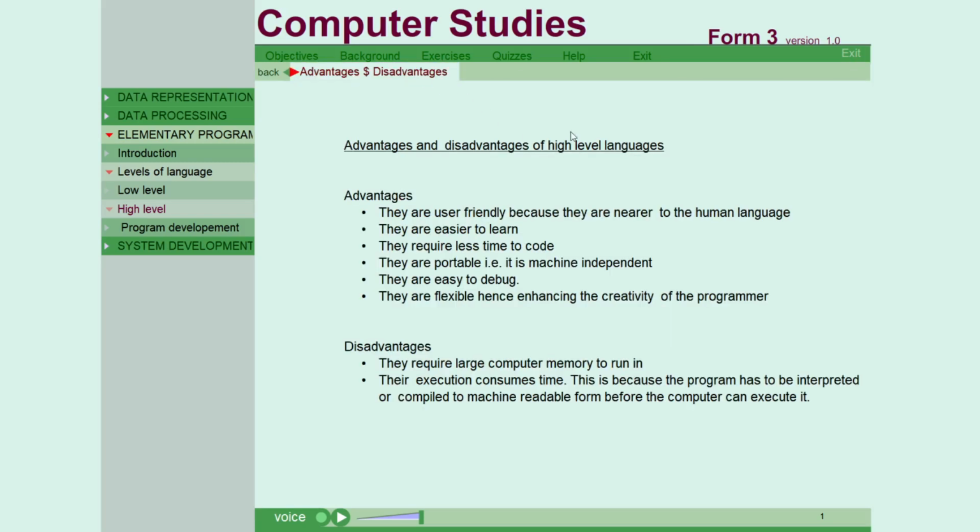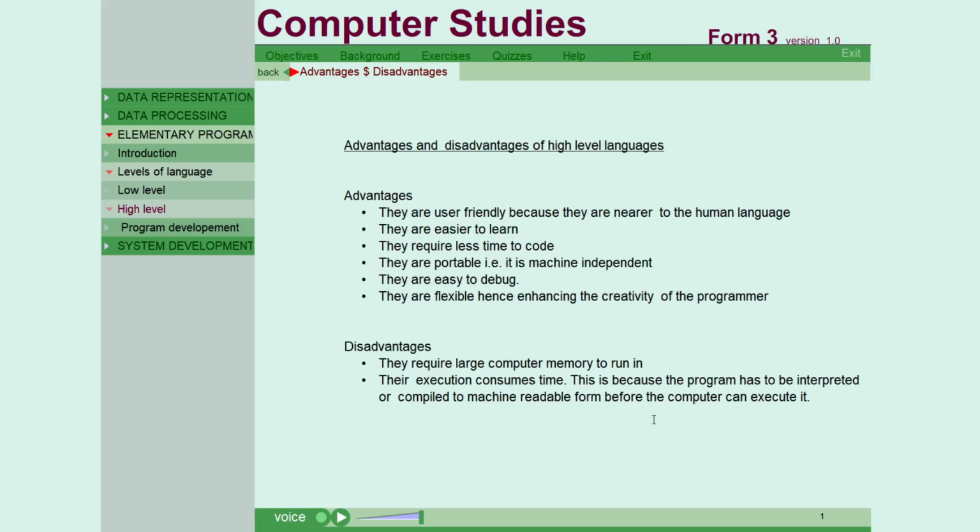Advantages and disadvantages of high-level languages. Advantages of high-level languages are: they are user-friendly because they are nearer to the human language, they are easier to learn, they require less time to code, they are portable, that is, they are machine-independent, they are easy to debug, and they are flexible, hence enhancing the creativity of the programmer.